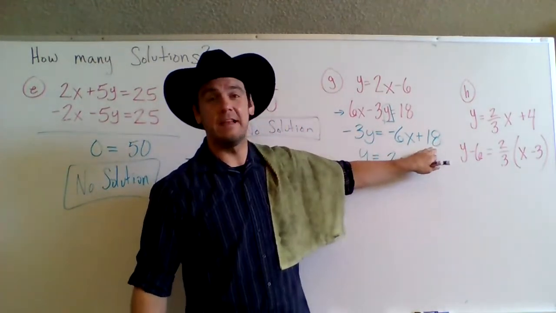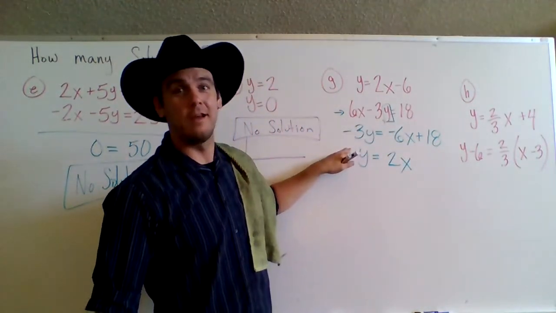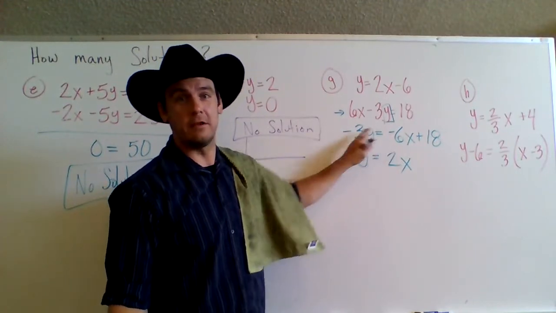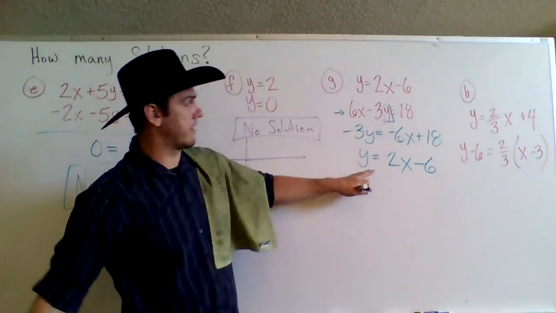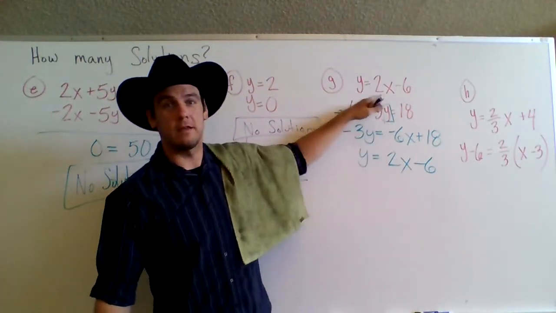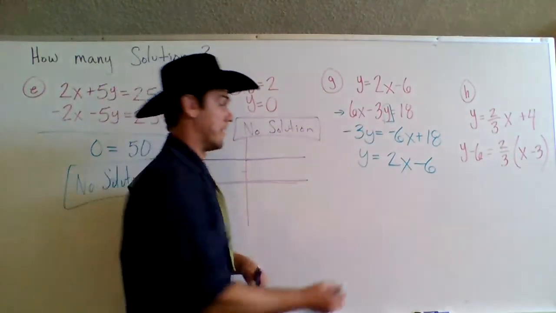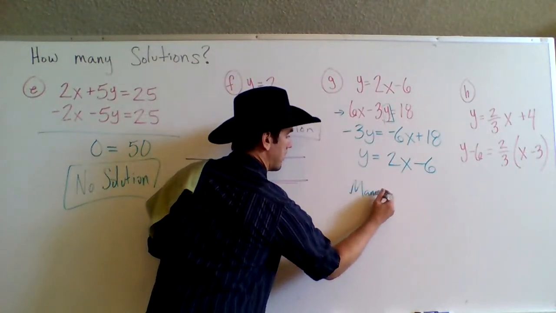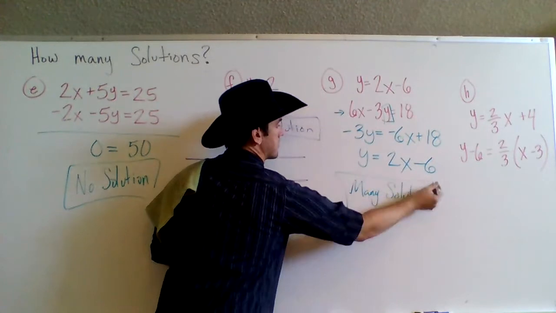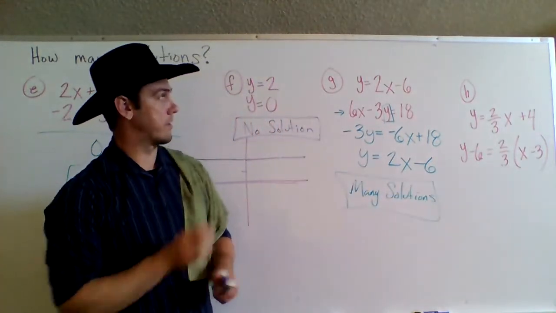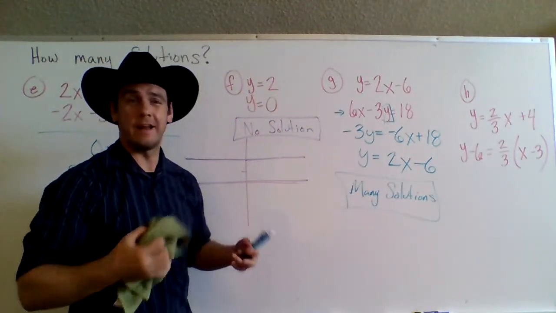Here we've got 18 divided by negative 3. Well, it's going to be a negative. 18 over 3 is 6. So you guys look at these, aren't these the same equation? The same equation is going to be many solutions, just like so. Let's go ahead and solve that another way though.